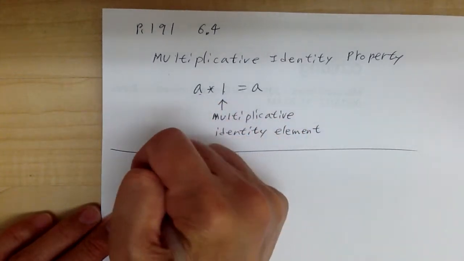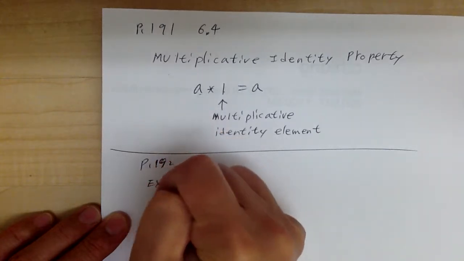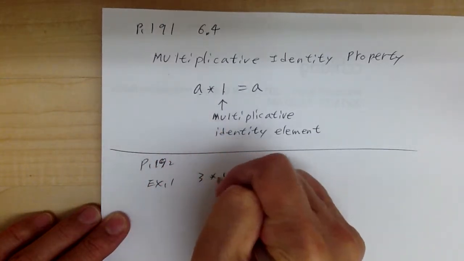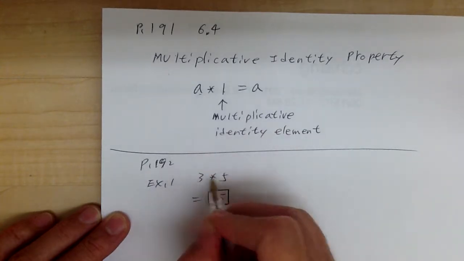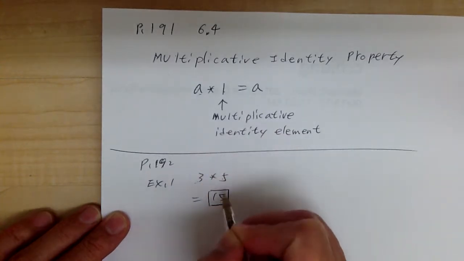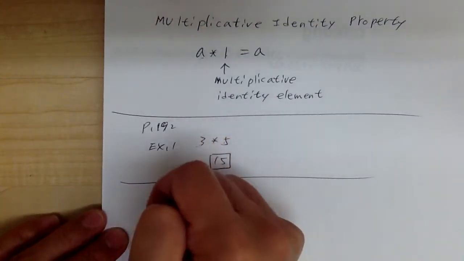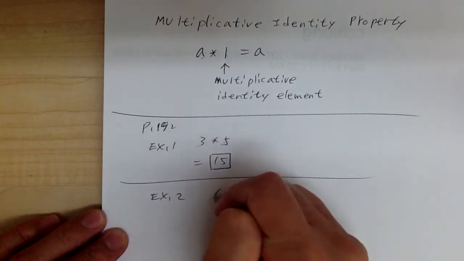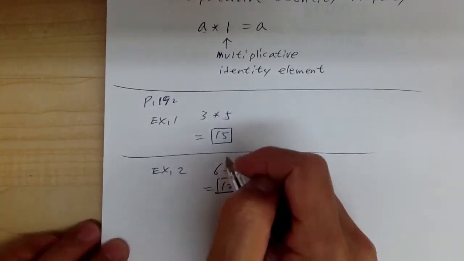Okay. So on page 192, example 1, you have 3 times 5. And so this will equal 15, because both are the same sign, so you're going to get positive. So positive times positive will give you positive. And example 2, you have 6 times 2, this will equal 12. So it gives you the positive.